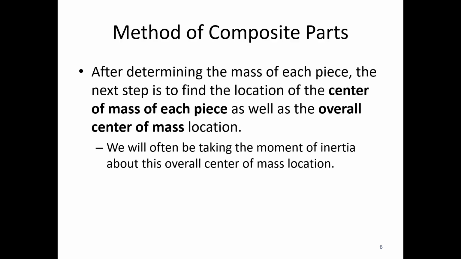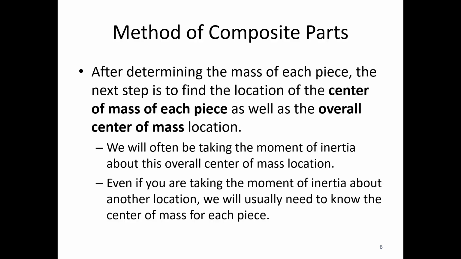We'll often be taking the moment of inertia about the overall center of mass. If an object is just moving through space, it will tend to rotate about its center of mass. Not always though. So sometimes we are going to be taking the moment of inertia about a different location. In our hammer example, I am going to swing the hammer about the base. I'm not going to swing it about the center when I'm using it. Either way though, we are going to need to know the location of the center of mass of the individual pieces. We're going to use that for the R values, the adjustment values that I have in the parallel axis theorem.